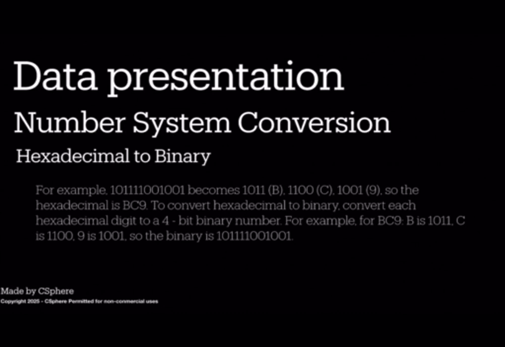To convert hexadecimal to binary, we convert each hexadecimal digit to a 4-bit binary number. For example, for BC9, B is 1011, C is 1100, and 9 is 1001. So the binary number of BC9 will be 1011, 1100, 1001.